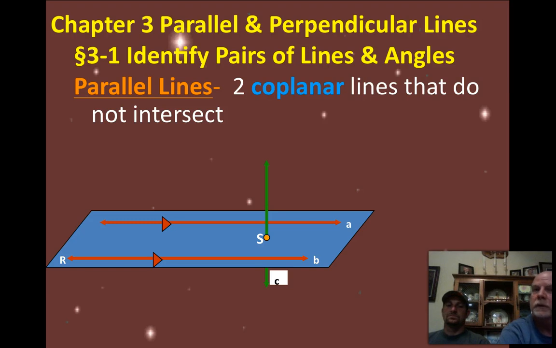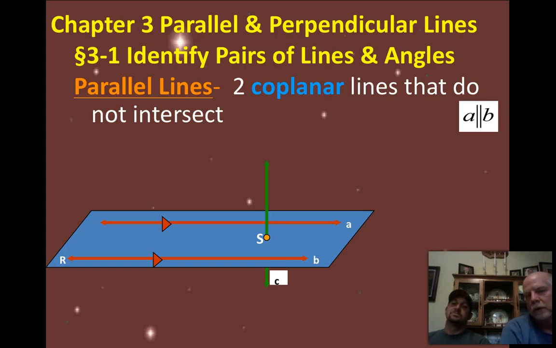And the reason for that is because of the next definition that we're going to have. So parallel lines, same plane. And so we do have another kind, because what about that green line? The green line doesn't hit either one of those two, but it's not parallel to either one of those two. It's all skewed up. So that's our definition.